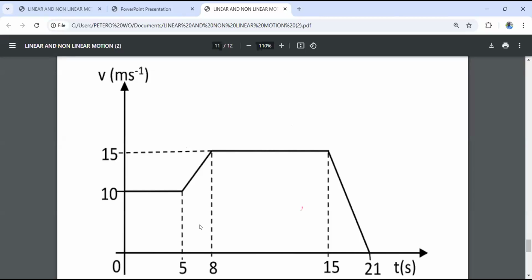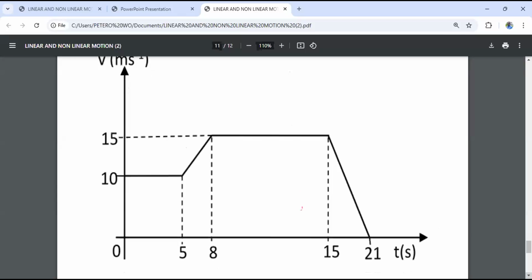So which distance are we getting? We are slowing this. Which distance are we getting? Which distance are we getting for this graph?